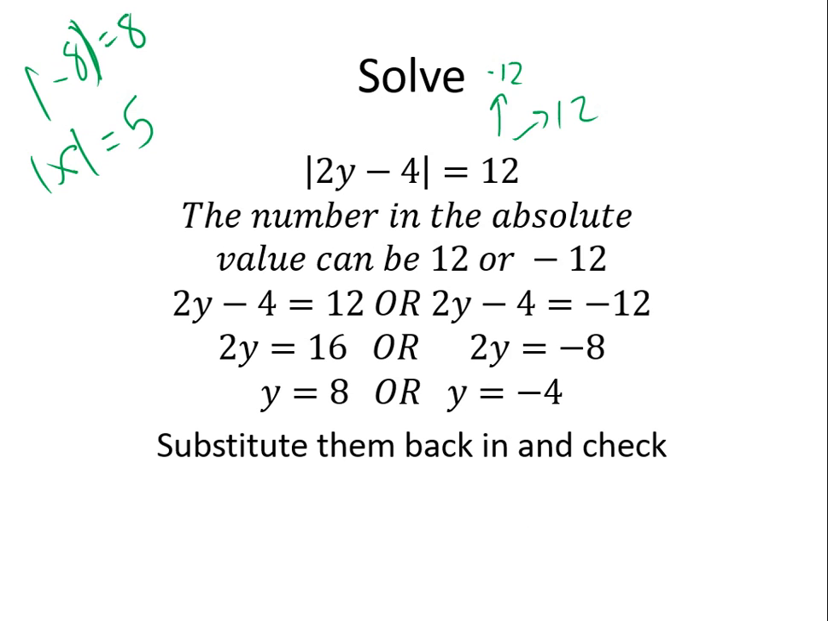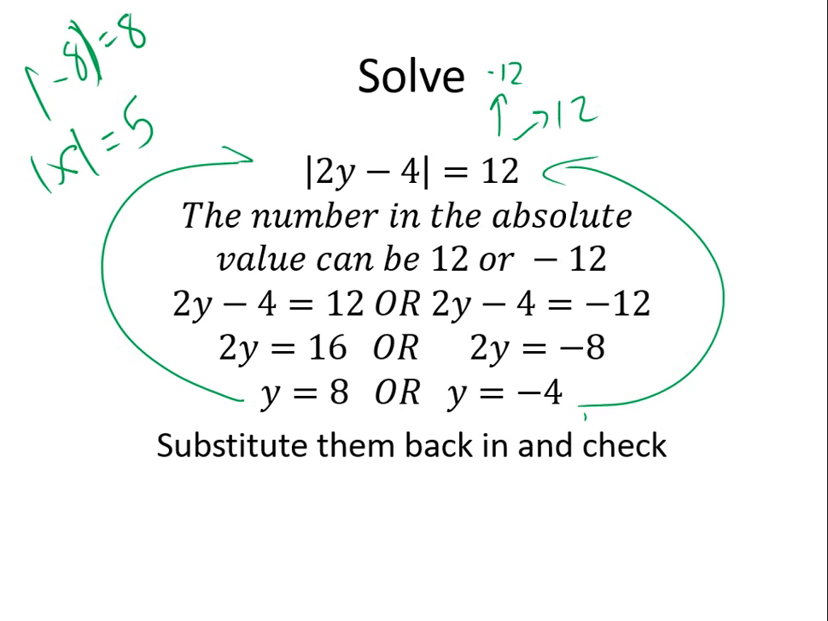And then after that, we're going to check each of these by plugging them back in, because we've got two answers and we've got to make sure they work. So we'll plug an 8 in for the y, solve it, and see if it works. In this case, it does work. And then we plug in a negative 4 and see if it works. In this case, it also works. So when you have these absolute values, sometimes you have two solutions. That's perfectly fine. That's not a problem.